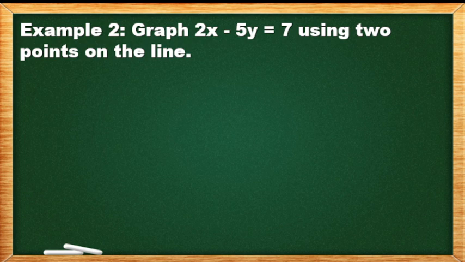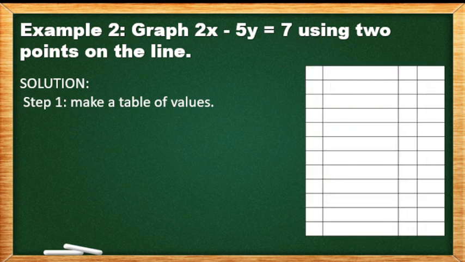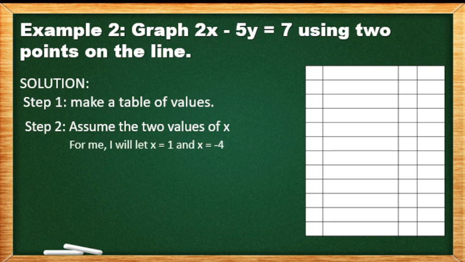Example number 2. Graph 2x minus 5y is equal to 7 using 2 points on the line. Same procedure lang sa ginawa natin ng example number 1. Solutions, we need to make table of values. And then, we need to assume two values of x again. So, dito ang gagamitin ko naman ay 1 and -4. So, first, we need to write the x. 2x minus 5y is equal to 7. The y and xy as ordered pair.